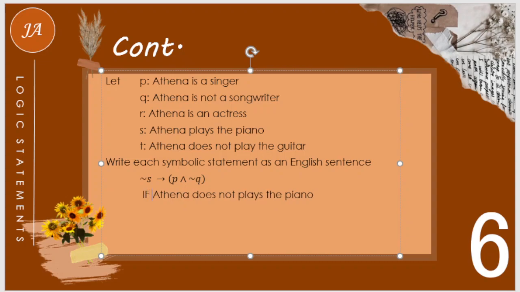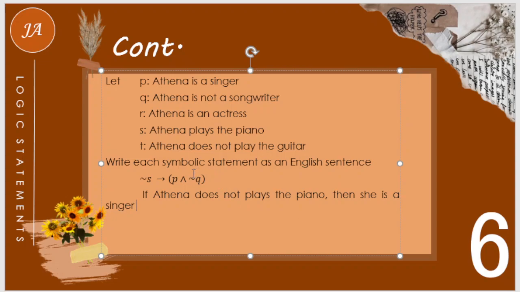We'll start with F since it is F then connectives. So, comma, then we have our P. We let P as Athena is a singer. Therefore, then she is a singer.